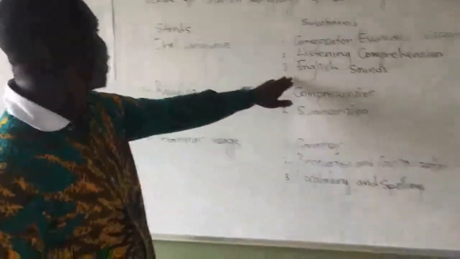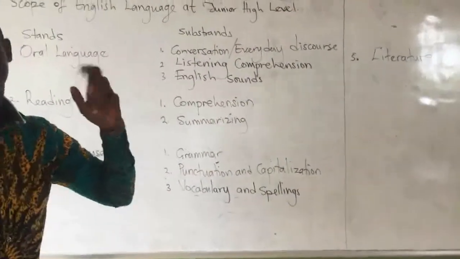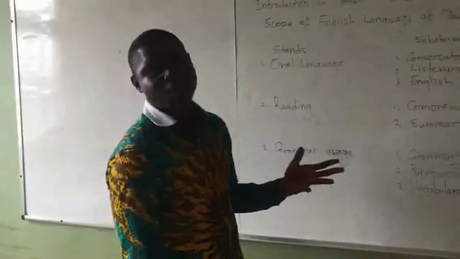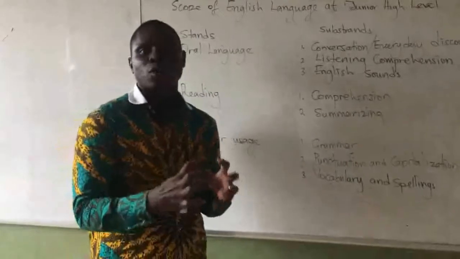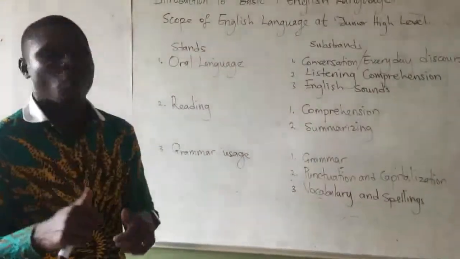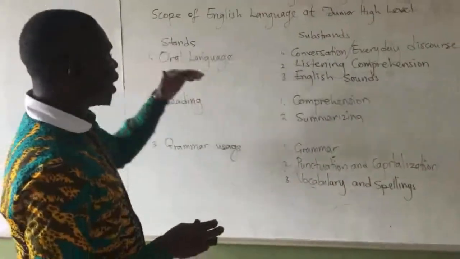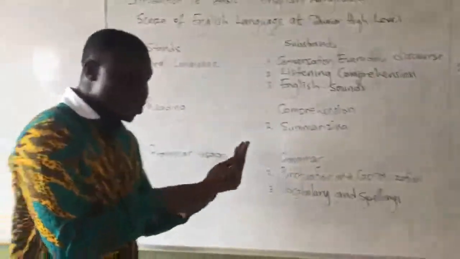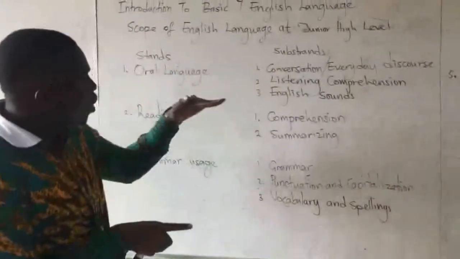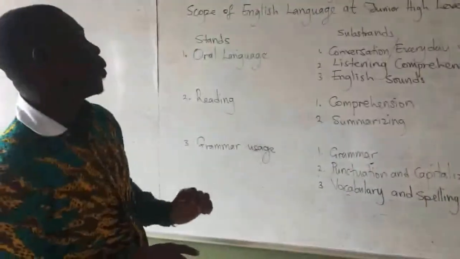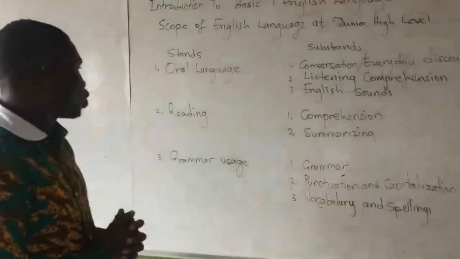And the last thing we'll be considering under oral language is English sounds. When I talk about English sounds, normally the first thing that comes to mind is the vowel and then what? Consonant. So we'll be looking at vowels and consonants and how to actually pronounce them well in our speech. So that will be for oral language, and that's what it's going to be throughout Basic 7, Basic 8, Basic 9 and 10. But we have various levels and what you do at each level. But every level, you do oral language in the same regard or substrands.